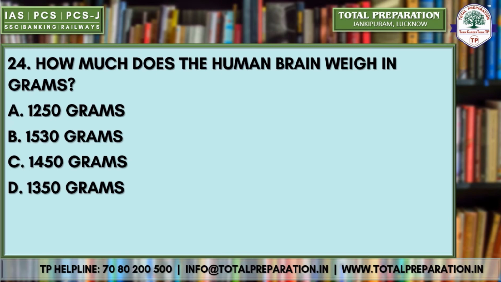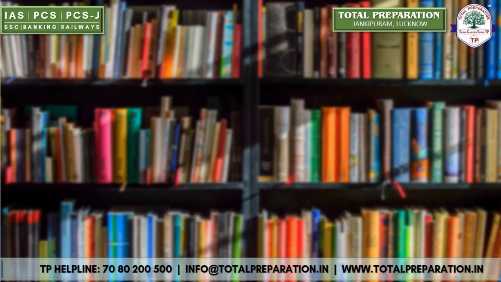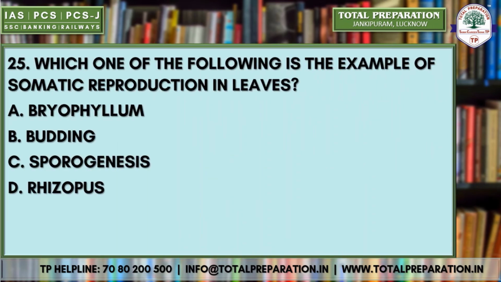How much does the human brain weigh in grams? The correct answer to this question is option D, 1350 grams. Which one of the following is the example of somatic reproduction in leaves? Option A, bryophyllum, option B, budding, option C, sporogenesis, option D, rhizopus. The correct answer to this question is option A, bryophyllum.